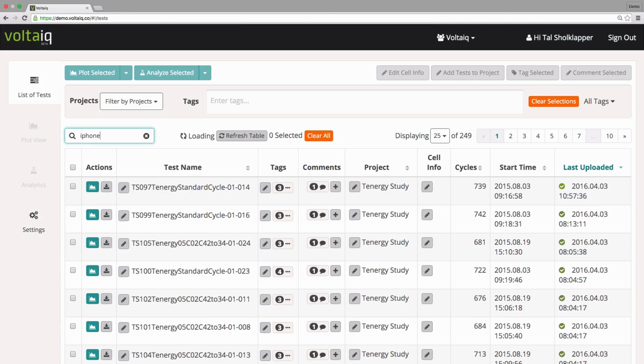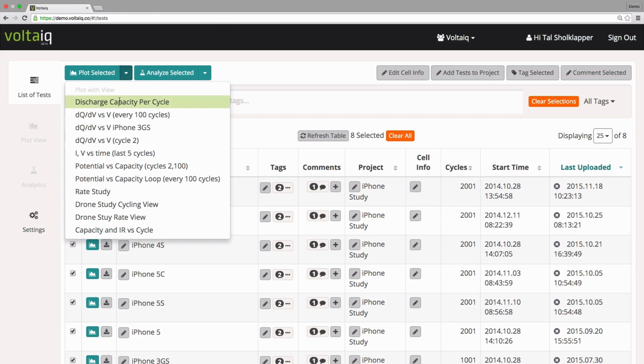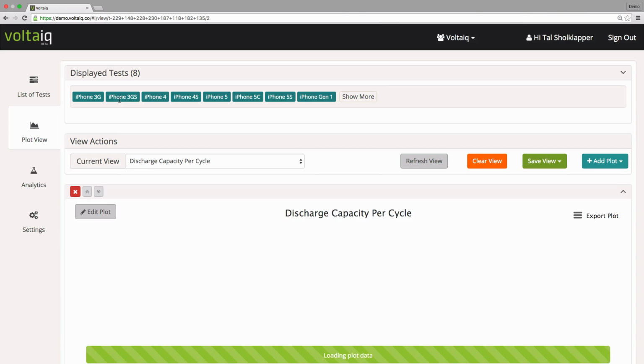We have some aftermarket iPhone batteries from ifixit.com. Let's go in and just select all of those, and let's start off by looking at the basic analysis, discharge capacity per cycle.